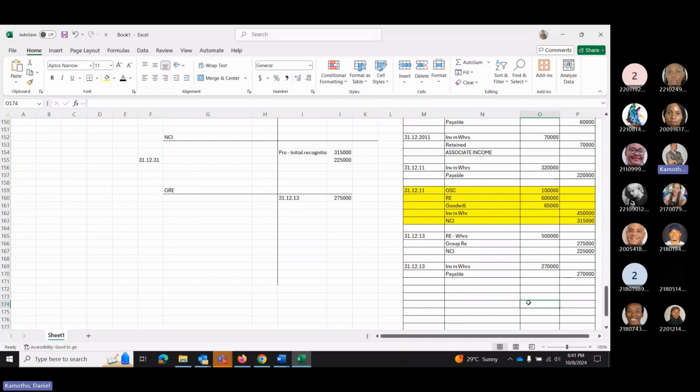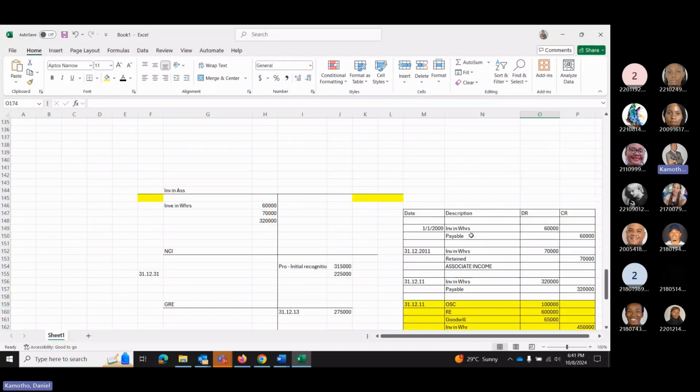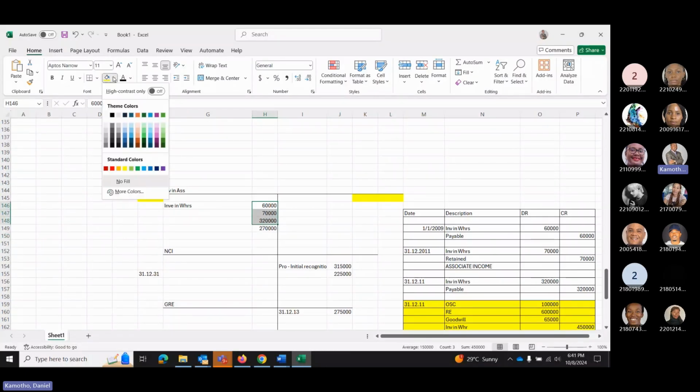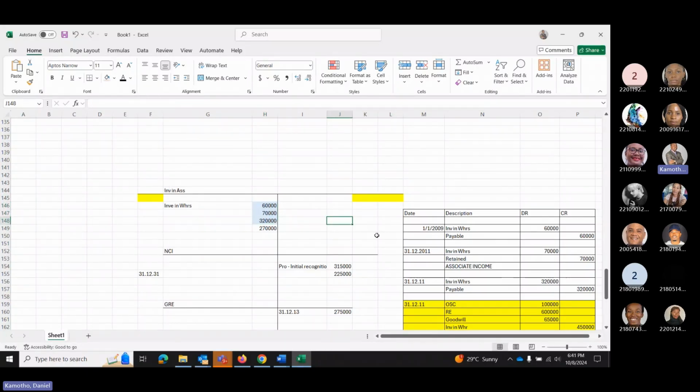So that amount will also be recorded here as 270,000. But what you notice is that when we are doing a pro forma consolidation journal, let me give those a different color just for us to know, it will only eliminate the investment that was in existence at the date of acquisition. So this is another acquisition investment which happened after.